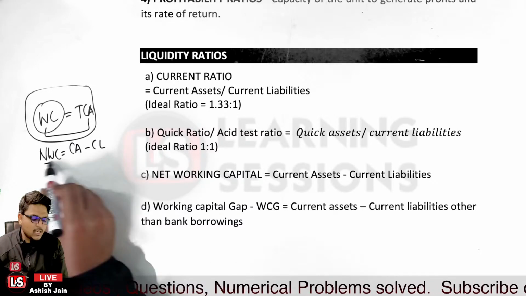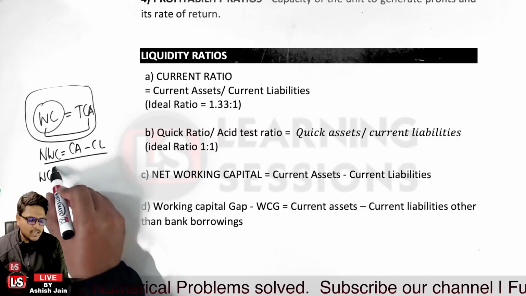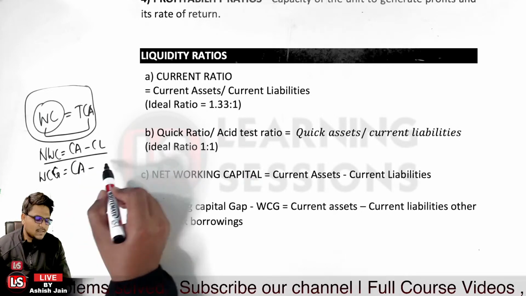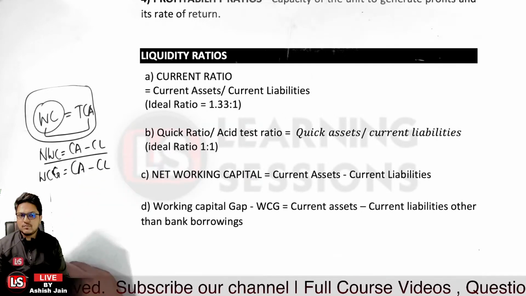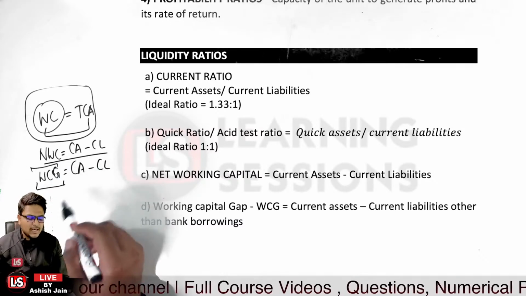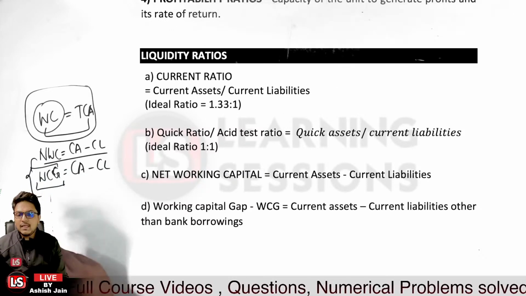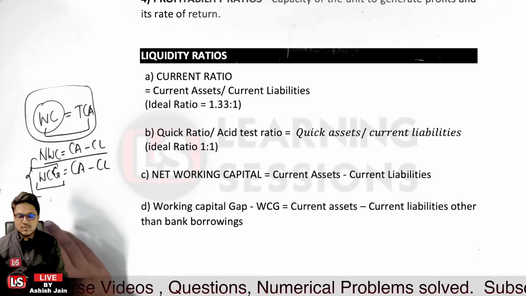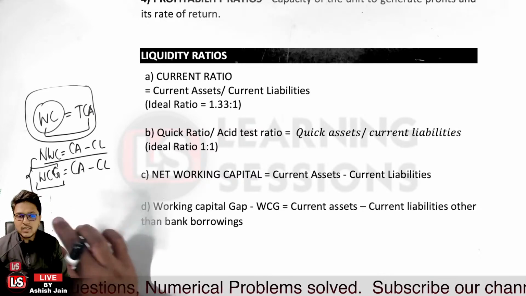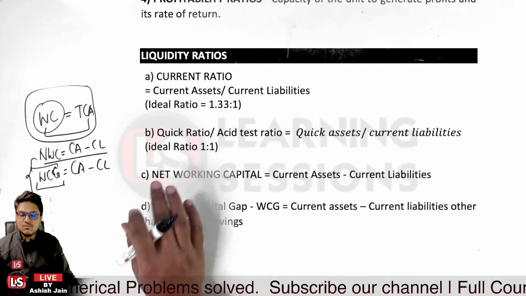Okay, and what is working capital gap? Working capital gap is equal to what? It is basically current assets minus current liabilities other than bank borrowings. So that is the working capital gap. And the financing by banks is done based on the working capital gap, under the MPBF method, that is the maximum permissible bank finance method.